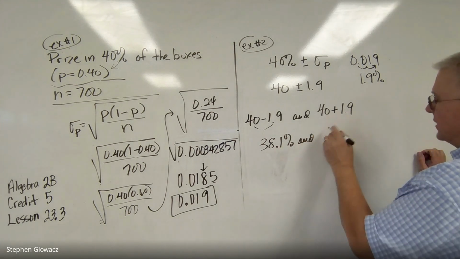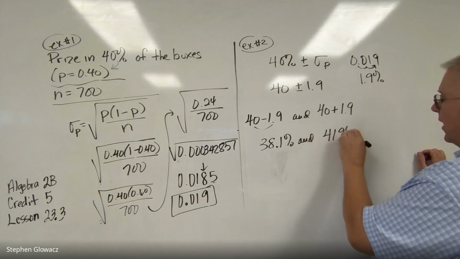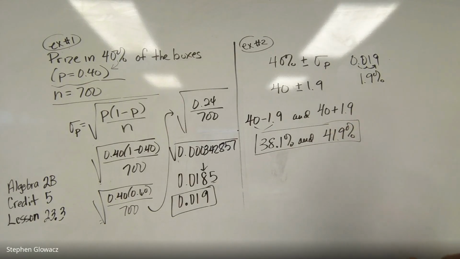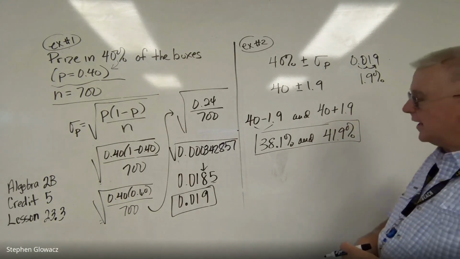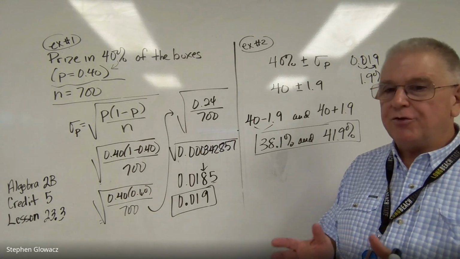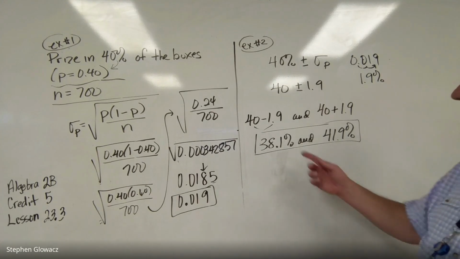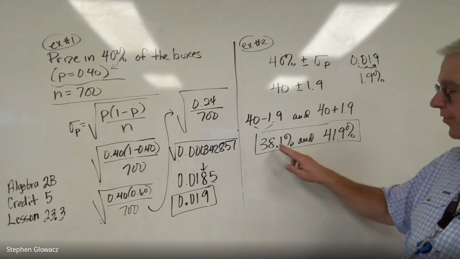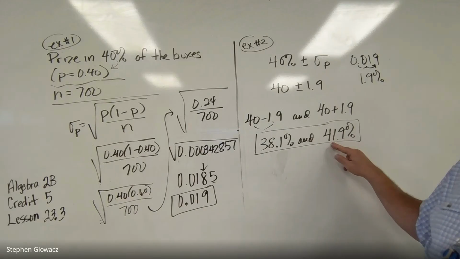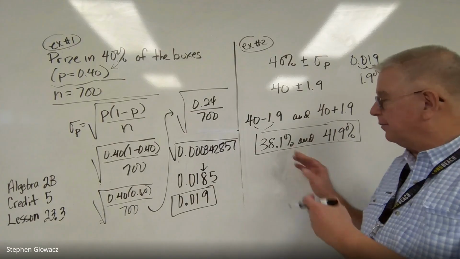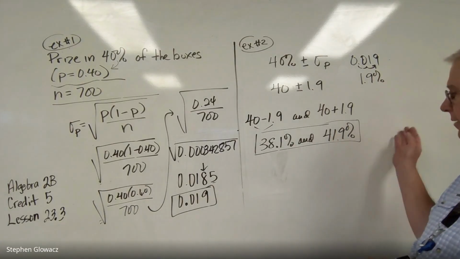And 40 plus 1.9 gives us 41.9%. So if our machines are working accurately and correctly, we would expect 68%, about 2/3 of our samples, to fall within this range between 38% and 41.9%. And again, some of the samples could be below that, some of them could be more than that.